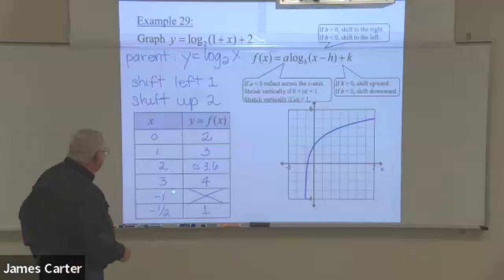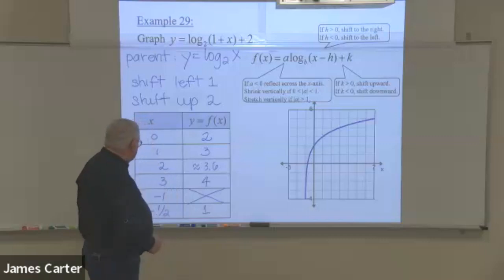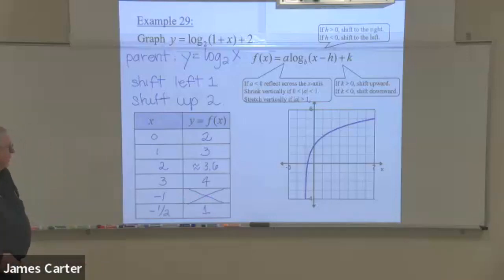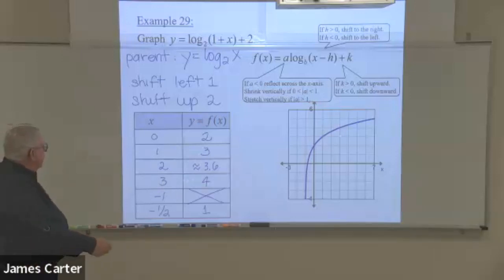Now, what is this -1 saying? What is this saying right here? That means that we can't exceed that. Okay. Now, here we got 0, 2, 1, 3, 2, a little more than 3, 3.6. Okay. For the 4s. Now, at -1, this will never reach -1.